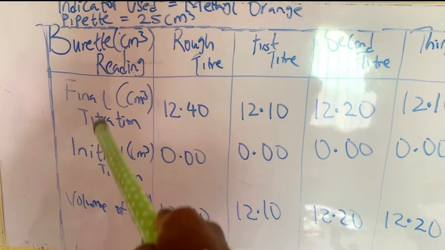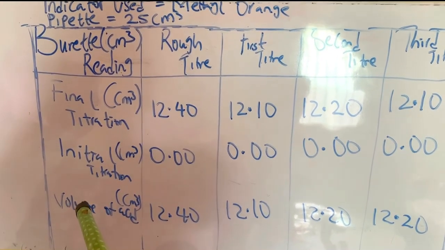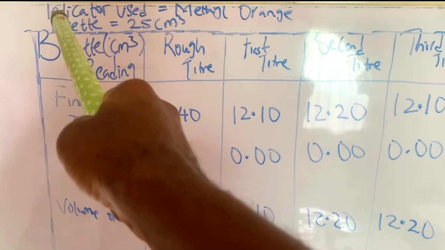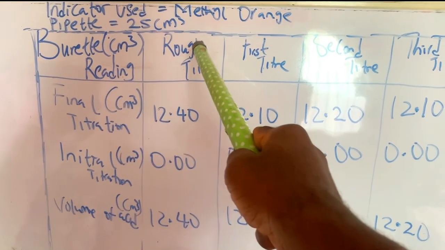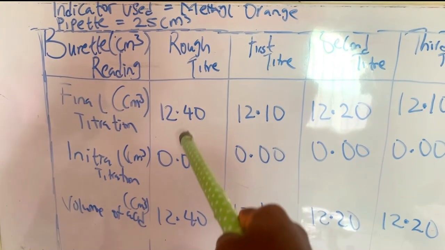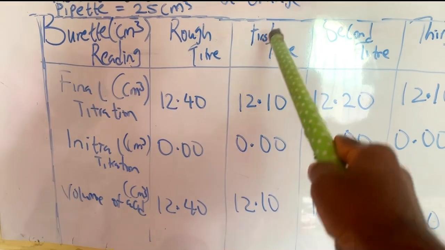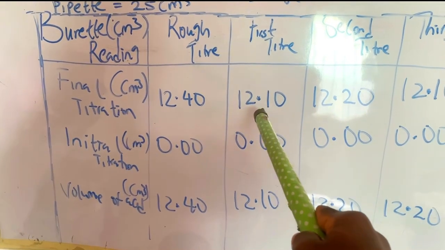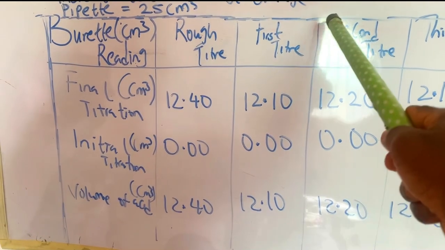Here you can see our burette, our table where it's stated where we have our final, initial and volume of acid used. This table must be well stated. We have our indicator at the top, methyl orange, our pipette is 25 cm cube. And then we get to the rough part of the table where we have our initial always to be 0.00. And then our first titer value where we have our 12.10, initial 0.00.